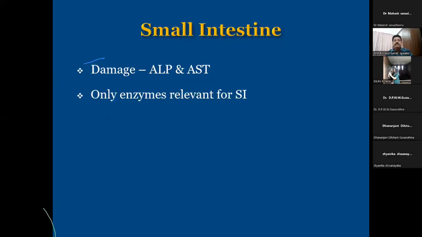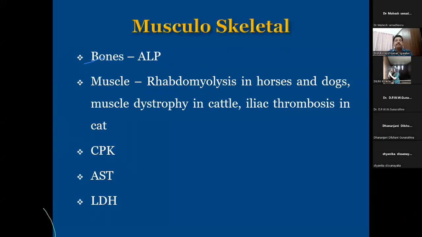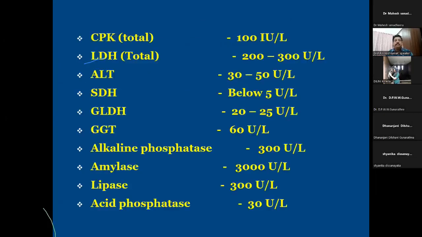So alkaline phosphatase (ALP) and AST are the only enzymes which can be used for studying the small intestine. They are also used for studying the musculoskeletal system, the bones. We know the relationship between the bones and alkaline phosphatase. Then CPK, AST, LDH, etc. can be used. These are some of the normal activities.